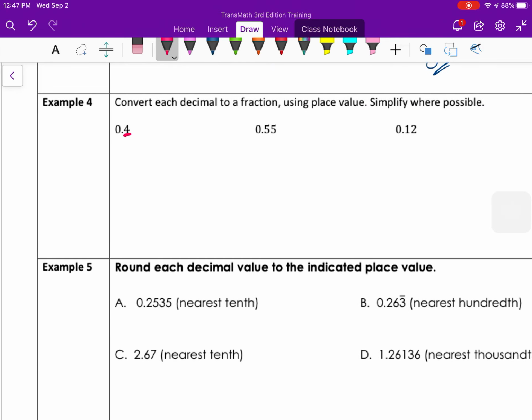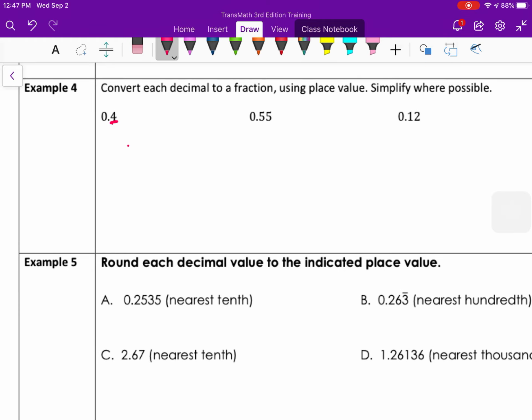So here, this is in the tenths place. So that reads as 4/10. That can be simplified because I know that I can rewrite 4 as 2 times 2, and I can rewrite 10 as 5 times 2. So I can take out a factor of 2 from each, and so it simplifies to 2/5.